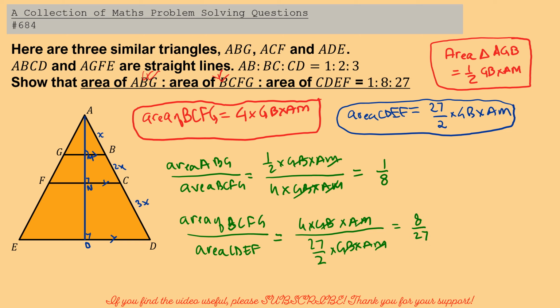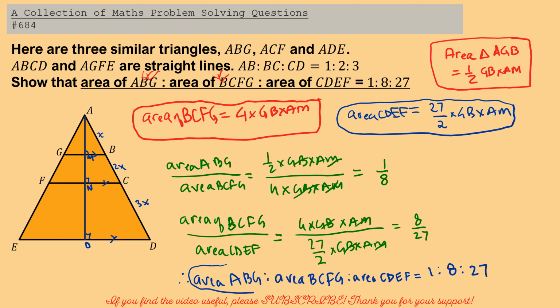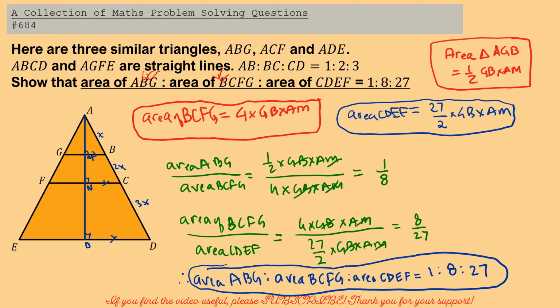So all done. So now we've got to just write, therefore area of ABG is to area BCFG is to area CDEF equals 1 is to 8 is to 27, and hence we have got our required proof, and that is what we've been asked to prove. All done.